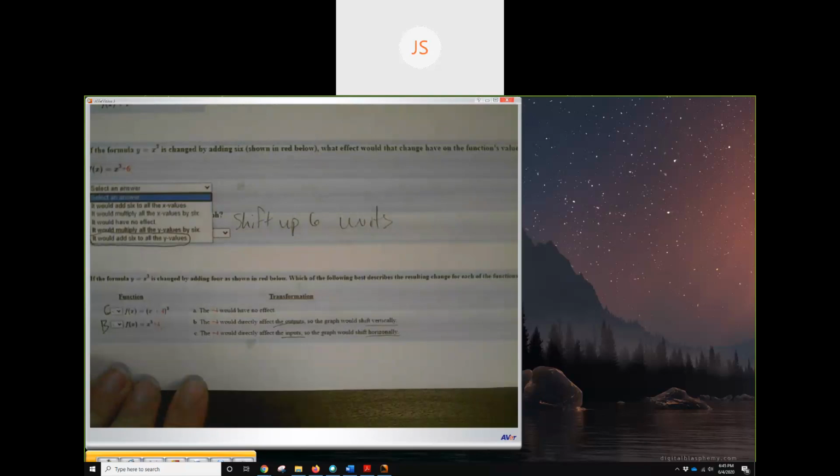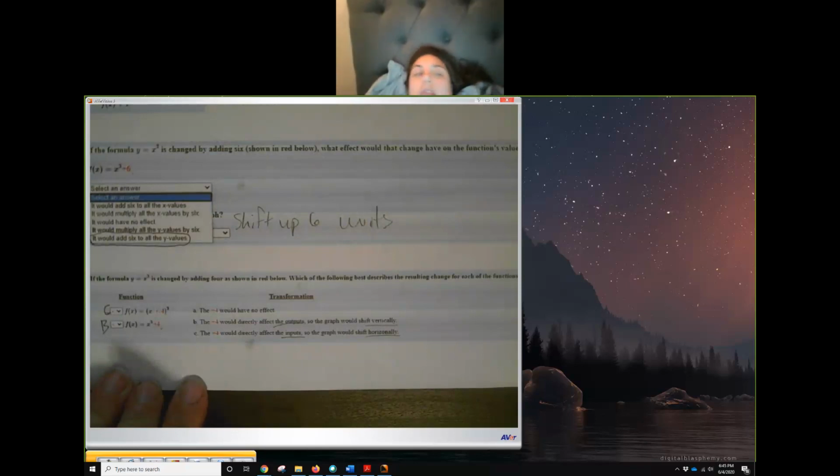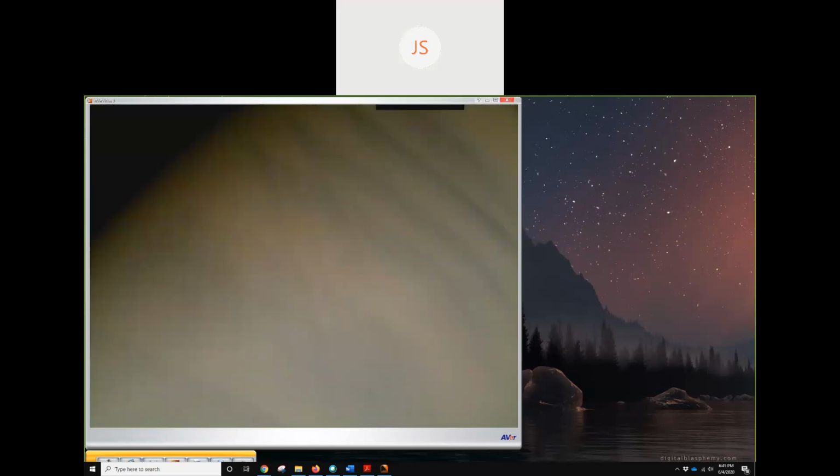So again, inside the parentheses is horizontal, outside the parentheses is vertical. If it happens inside the parentheses, it affects the x's. If it happens on the outside of the parentheses, it affects the y's.